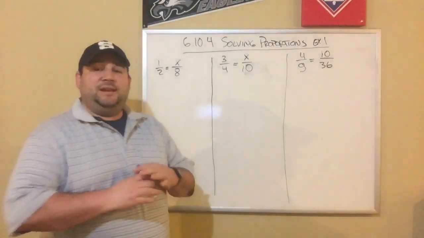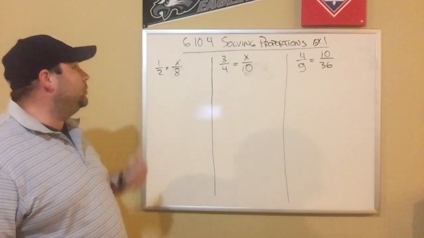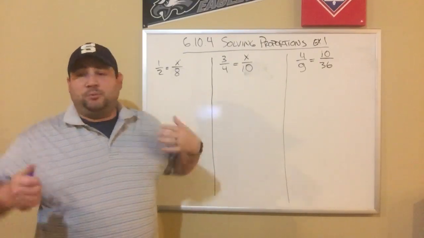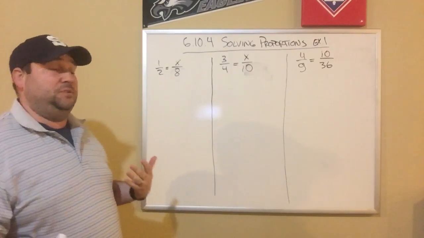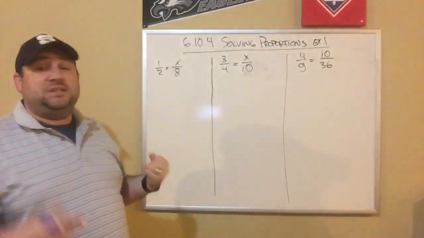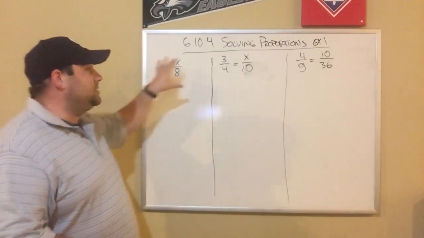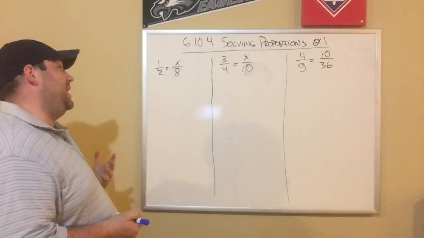Okay, sixth grade. Today we are going to talk about solving proportions. So I've got three examples for you here. And in a proportion, if you remember, it's when a fraction equals a fraction. Two ratios are equal to each other. And the difference now is we've got an equation because we've got a variable. So these are equations that we're going to solve. But because they're proportions, there's a special way to solve them.